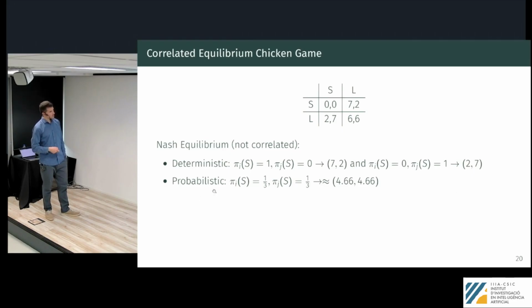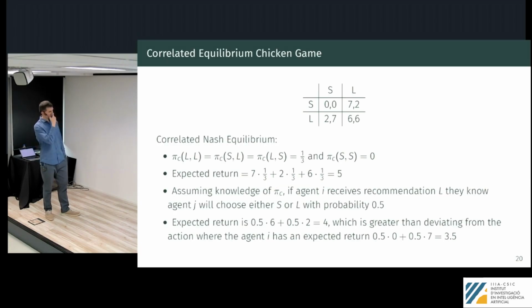There's also a probabilistic Nash equilibrium, which means that agent I gives probability 1/3 to action S, and agent J gives probability 1/3 to action S as well, and then they get approximately an expected return of 4.66, both of them. So maybe this is a little bit more fair, you could say, because they're the same. But it turns out that there's a correlated equilibrium which achieves higher expected returns for both agents.